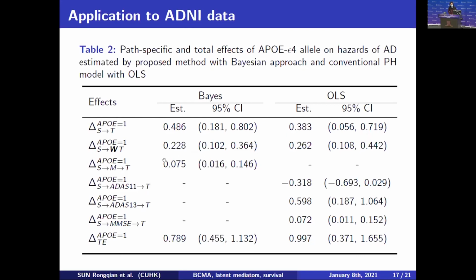So to show the necessity of accommodating latent mediators, we can make a comparison to the approach that ignores the latent mediator and directly employs its three surrogates as observed mediators. The results are put on the right. Here we can see the effect through ADAS11 becomes negative and insignificant, while the effect through MMSE becomes positive. This contradicts the reality that higher values of ADAS11 and lower values of MMSE actually correspond to larger hazard of AD.